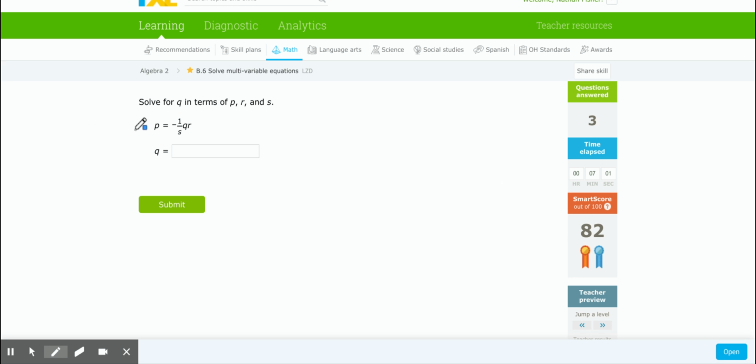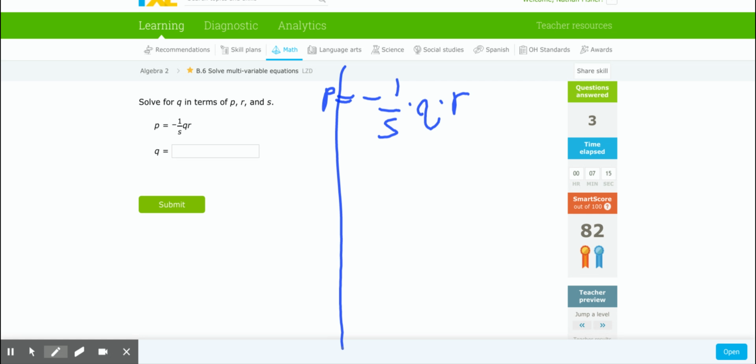So we need Q by itself. We want everything else on the other side. Let's rewrite here. This one does look a little bit more intimidating. And line down the middle, boom. Okay, so we want Q by itself. Right now I have two things attached through multiplication, so I'm going to start dividing. First thing is I'm going to divide by r, so those cancel, and I got to do that on each side.